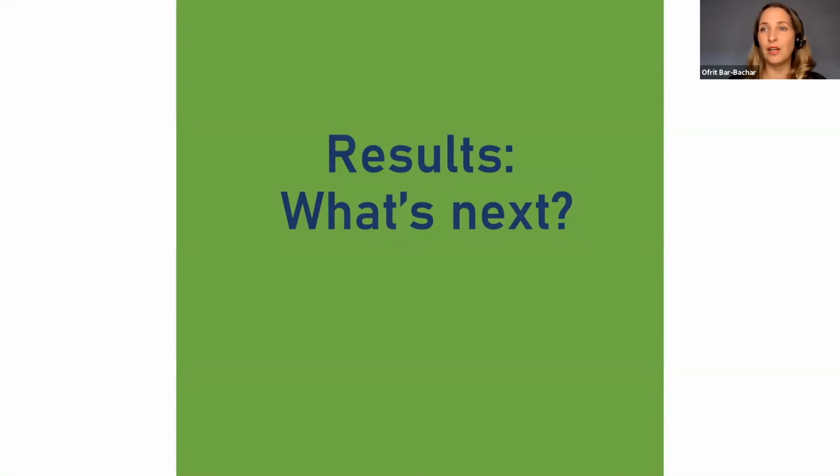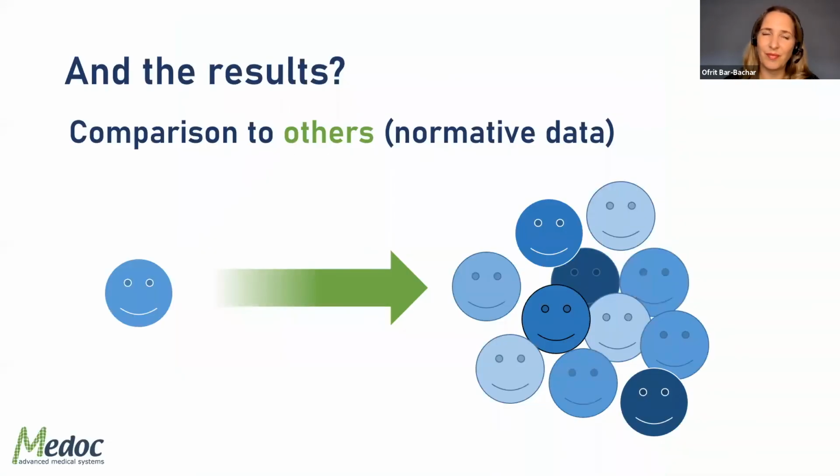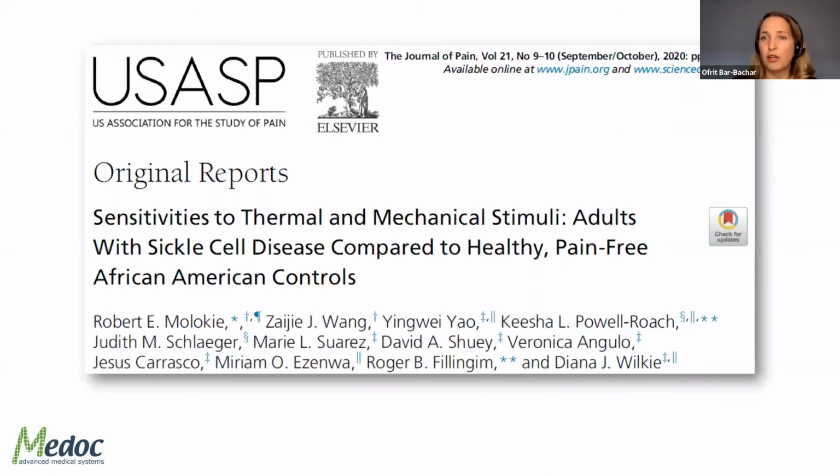Well, then we got the results. So what do we understand from the things that we tested? First of all, we may want to compare our results to others. That may be normative data that has been collected by other researchers, or that may be normative data that you in your trial collect. For instance, from this trial in the University of Illinois in Chicago, where they had sickle cell patients compared to African American age and gender match controls.